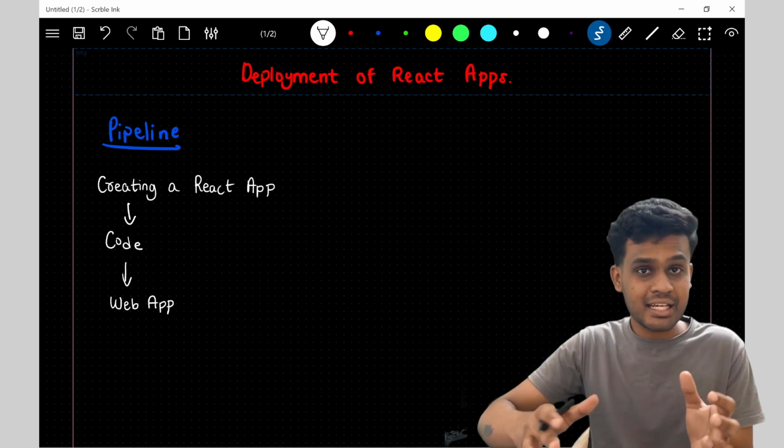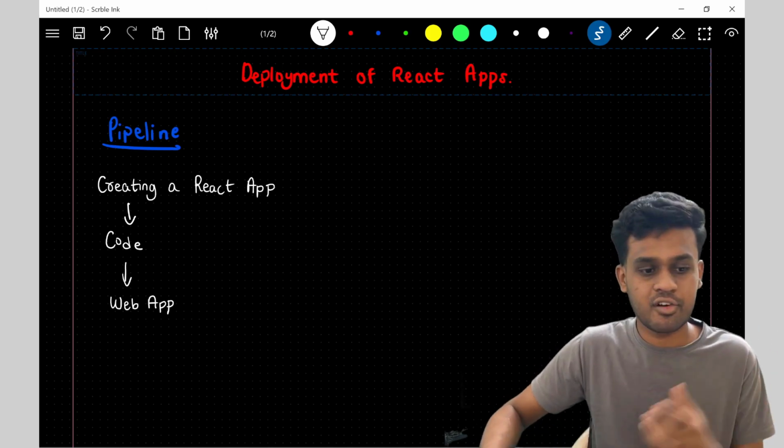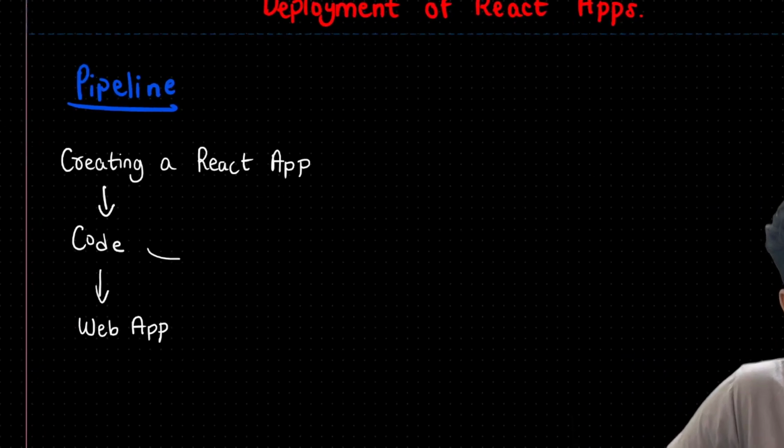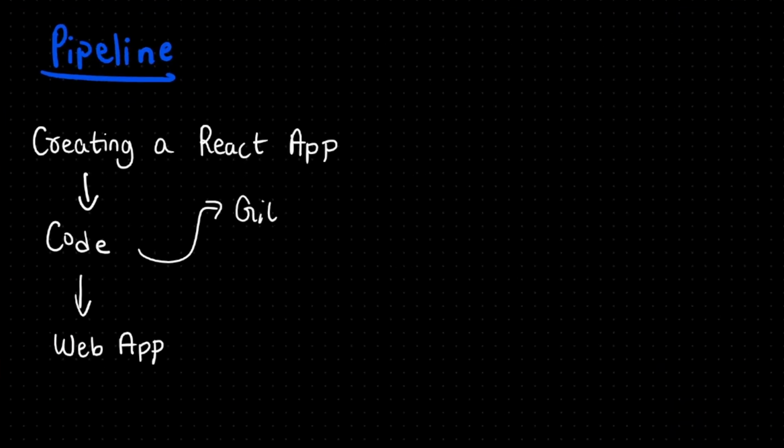If there are any errors, we must debug in the local machine itself. Okay, next, what we'll be doing is pushing this code to GitHub. How will we be pushing it? Through Git. Git is the intermediate one, and we'll be pushing it to GitHub.